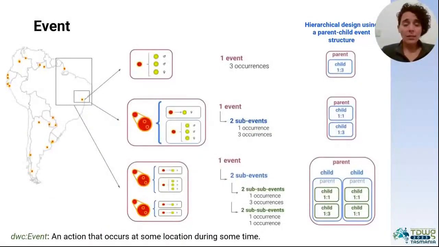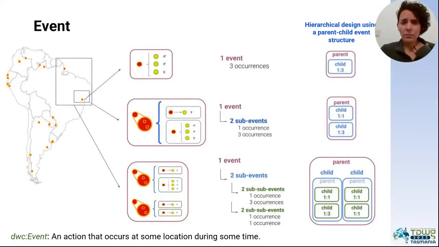But what is an event? According to Darwin Core, an event is an action that occurs at some location during some time. And so this concept gives us the flexibility to organize data collection events within a survey in a hierarchical structure. So for example, we can see three examples of inventory here. The first one can be thought of as a point count, where three species were detected. So we have one event with three occurrences.